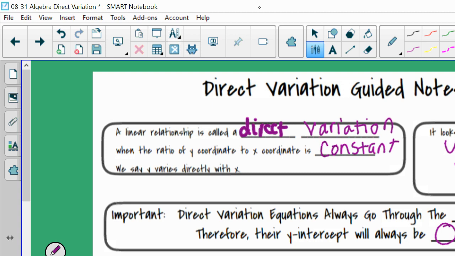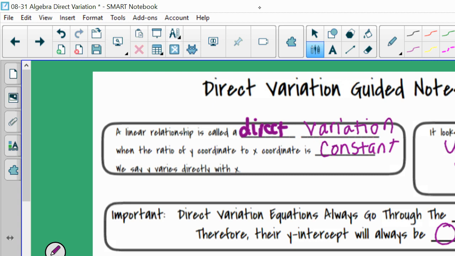On a table, I want to see if my y-coordinate over my x-coordinate is constant. With points or a table, which are points by the way, find the ratio of your y-coordinate over x-coordinate. If the ratio is constant, it's a direct variation. Hint: the constant ratio is also the slope.